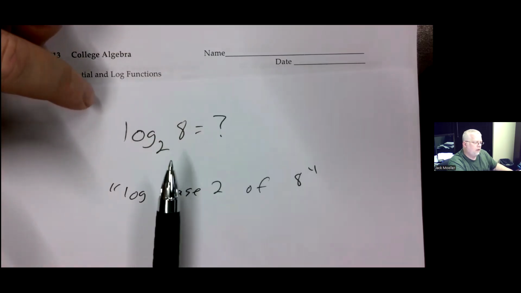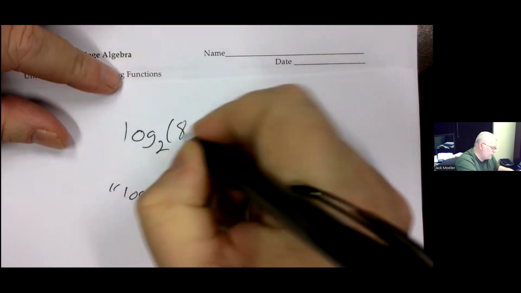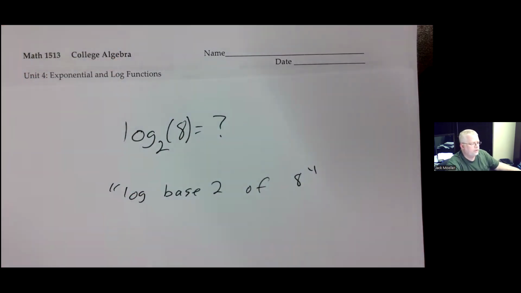Another thing on logs is I really wish we would put parentheses around that argument.